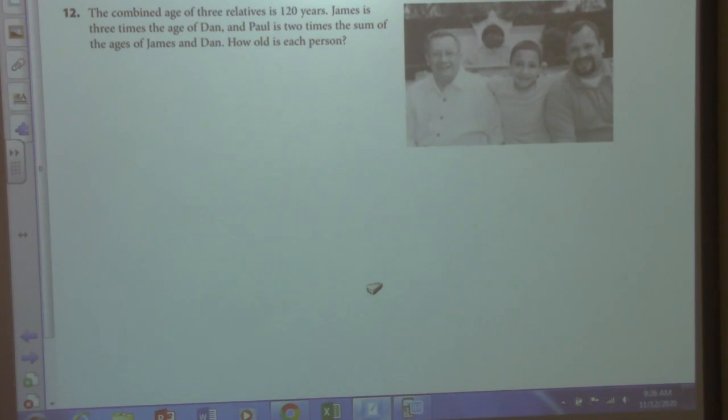How are you doing with this one, Marcus? Well, I don't know how to set it up. You don't know? It's like the last one here. Like A plus B plus C equals 120. A equals 3 times C, like, you have to make up variables for each of them. You could do X, Y, Z, or you can use D, P, and J, right?